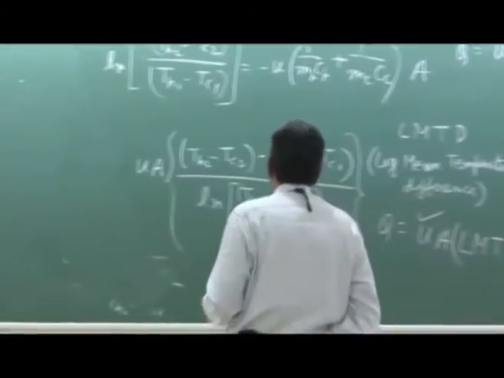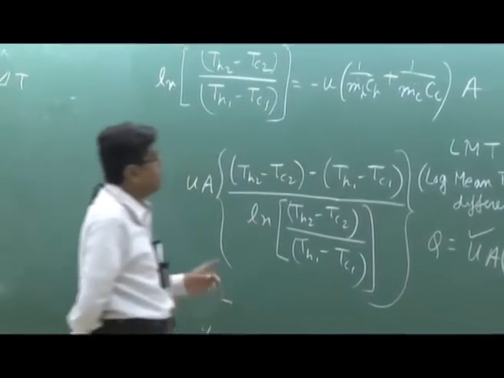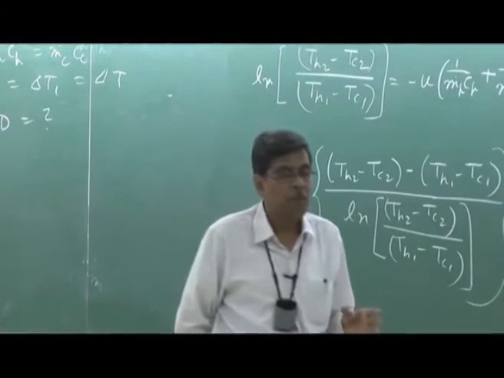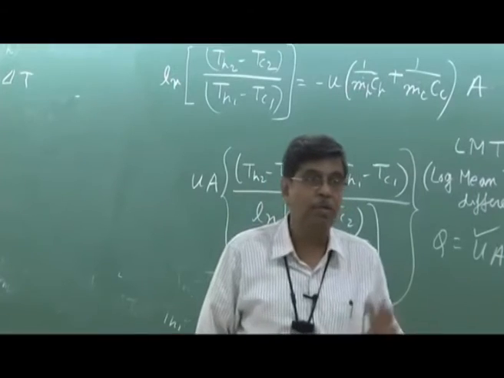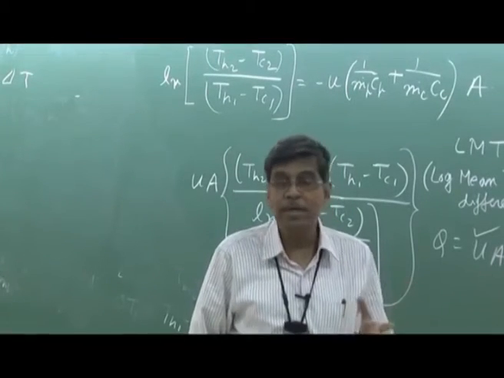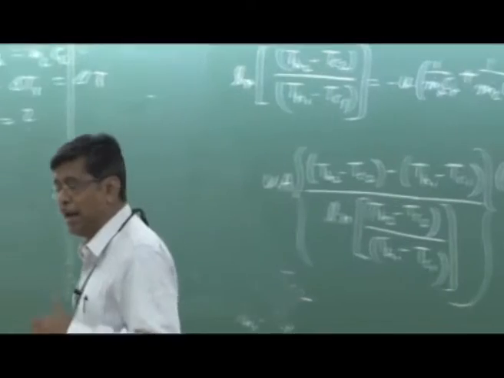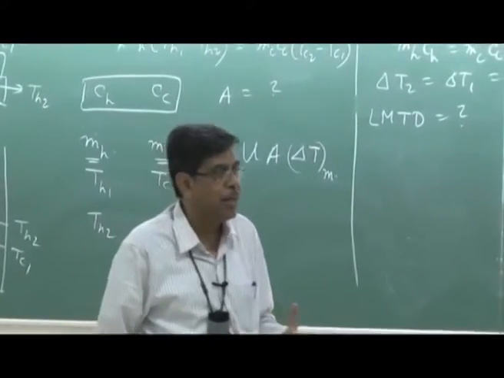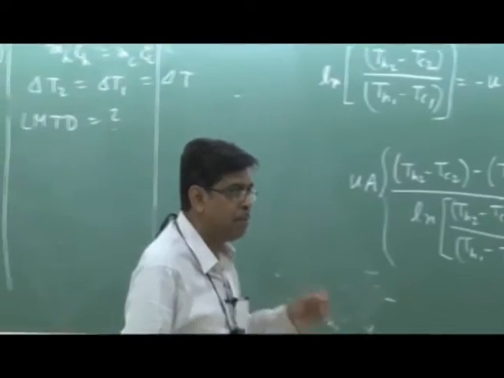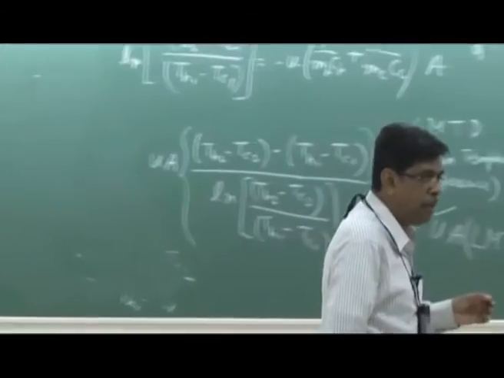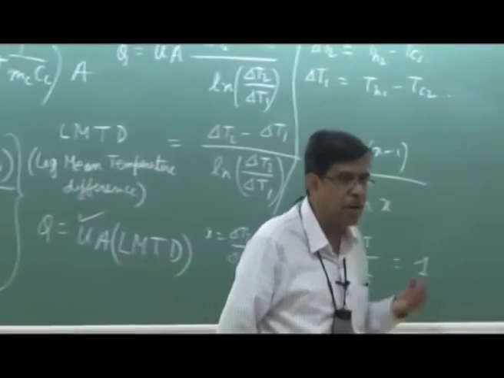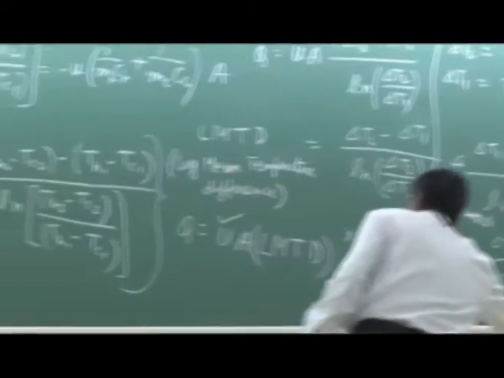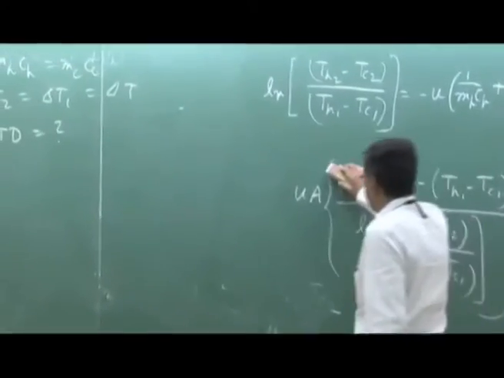So therefore, LMTD and arithmetic average will be within 5% error, provided ΔT2 and ΔT1 vary, meaning the ratio is within 2.2. And when exactly the ratio is 1, they coincide with each other. That means the arithmetic average is equal to the LMTD, because the arithmetic average is ΔT1 or ΔT2. Clear?